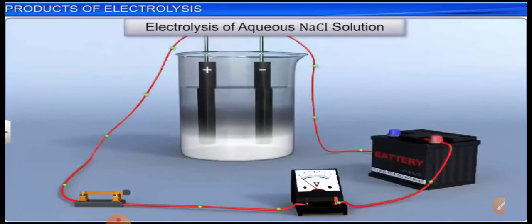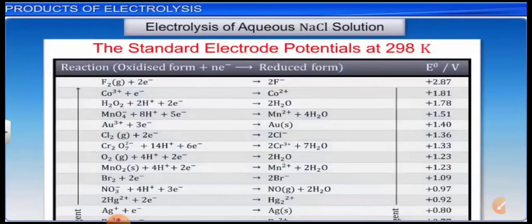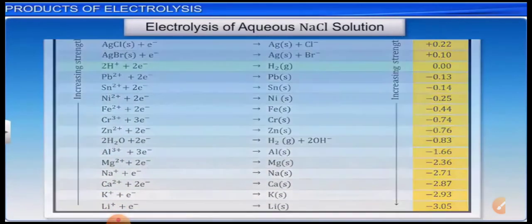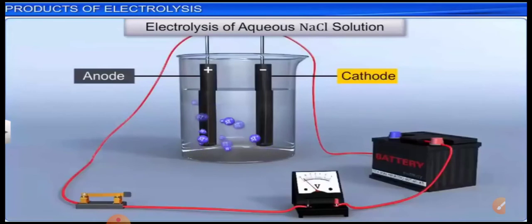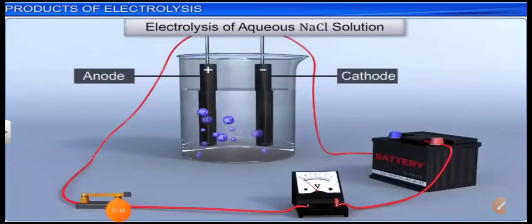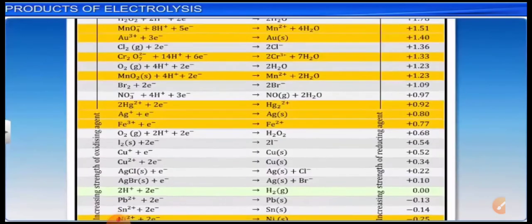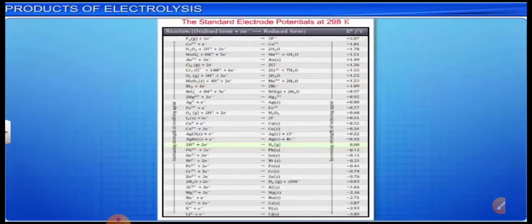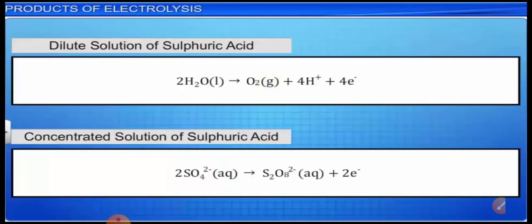So you may see that here we will observe two gases evolved from the solution. One is slightly greenish and the other is colorless. Which product will be obtained depends on the electrode potential. Different kinds of solutions will give different kinds of reaction products. Fine. So it is about the products of electrolysis, which depend on the electrode potential.